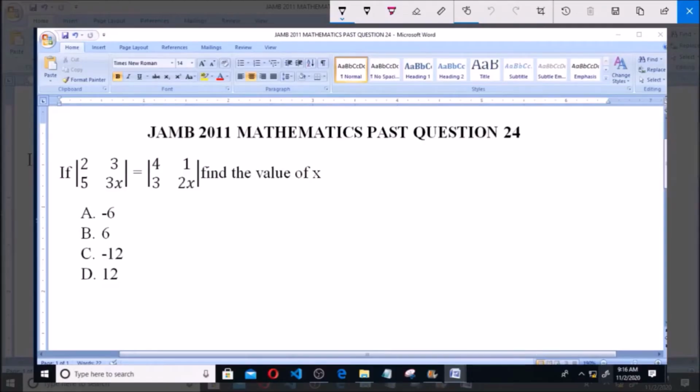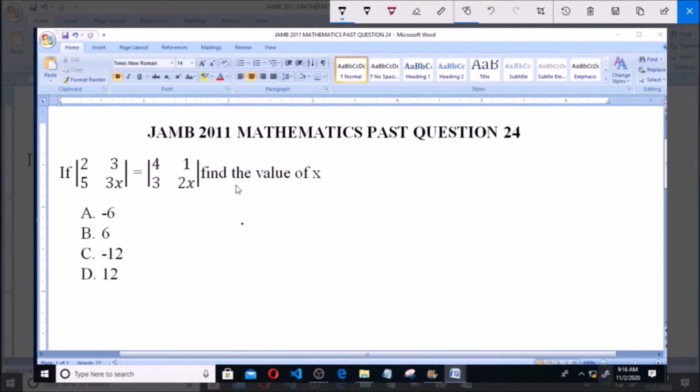I'll be answering JAMB 2011 Mathematics Past Question 24. If this 2 by 2 matrix of 2, 3, 5, 3x is equal to another 2 by 2 matrix of 4, 1, 3, 2x, find the value of x: A, minus 6; B, 6; C, minus 12; and D, 12.